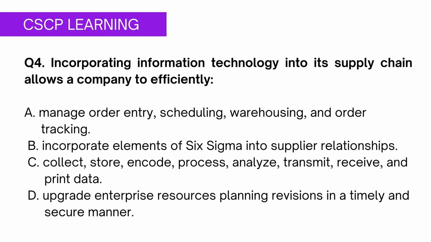Let's evaluate option B. Incorporate elements of Six Sigma into supplier relationships. Again, this option is talking about one particular function only. So this is not the right choice too. Let's see what we have in option C.